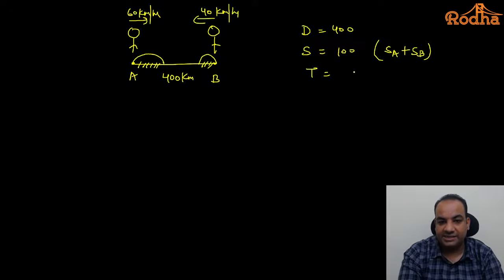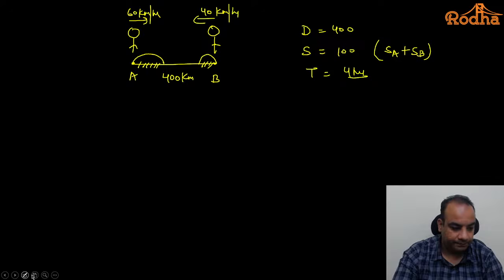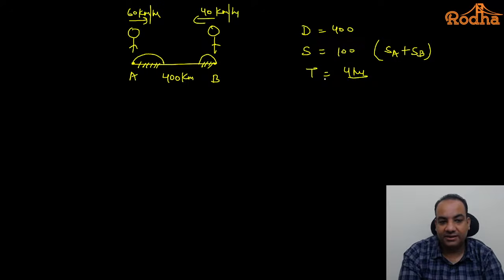So time would be distance upon speed. That is 4 hours. Time would be 4 hours. So that is the time period. Now see, time जो आ गया that is 4 hours.